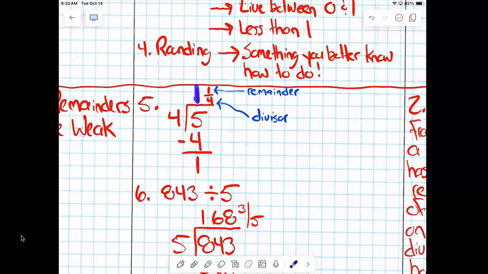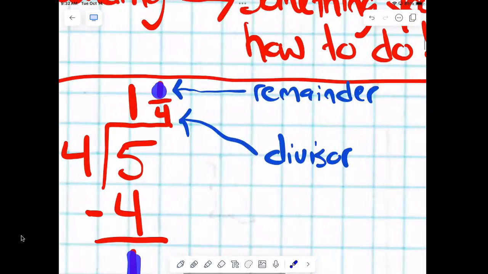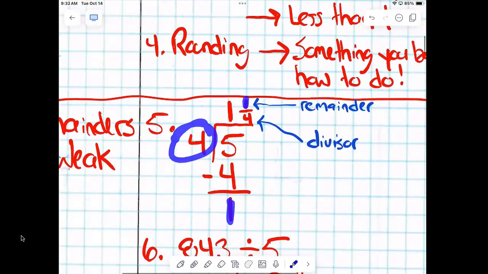So we still have our 1 whole. We have 1 of 4 parts left over, right? The divisor tells us how many parts we're splitting the dividend into, yes? Yes. So we've got 1 leftover part, which we're going to put at the top of the mixed number fraction. The divisor is 4, and that's going to be how many parts we're splitting it into.